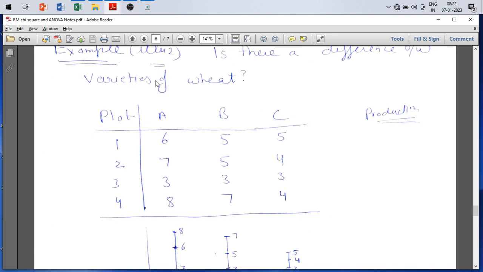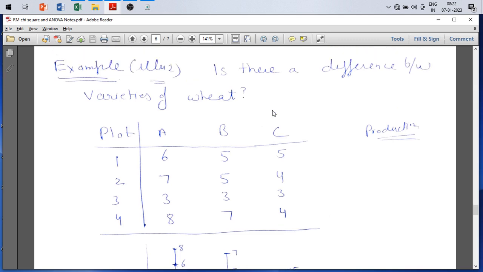So there are three varieties of wheat. You can think there are three types of seeds, type A, B, and C. An experiment is done to determine if there is a difference between these varieties of seeds. For that, there were four plots of land, 1, 2, 3, 4, and in each plot, each seed was sown and production was measured.